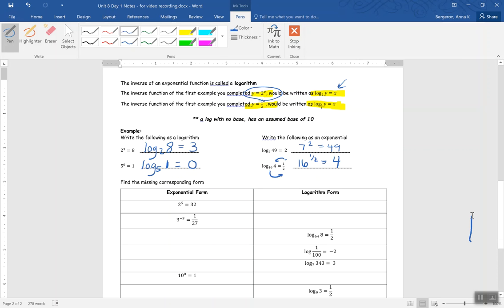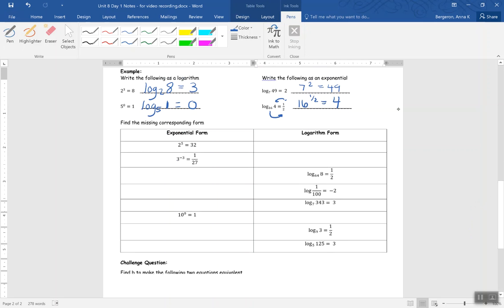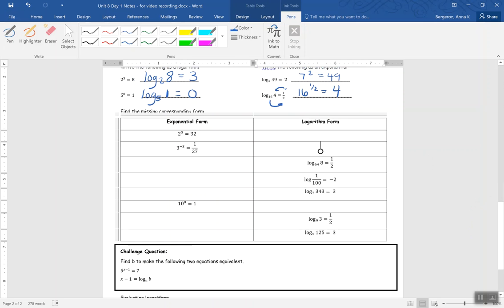So what I want you to do now is I want you to go ahead and pause this video, and I want you to try these problems here, this table. So if it's an exponential form, I want you to rewrite it as a log. If it's in log form, I want you to rewrite it as an exponential. So go ahead and practice that now.